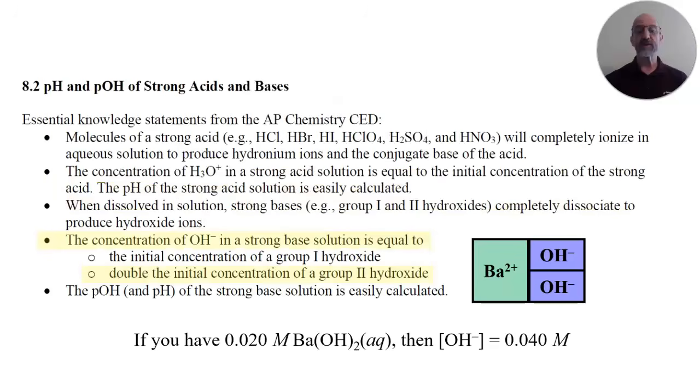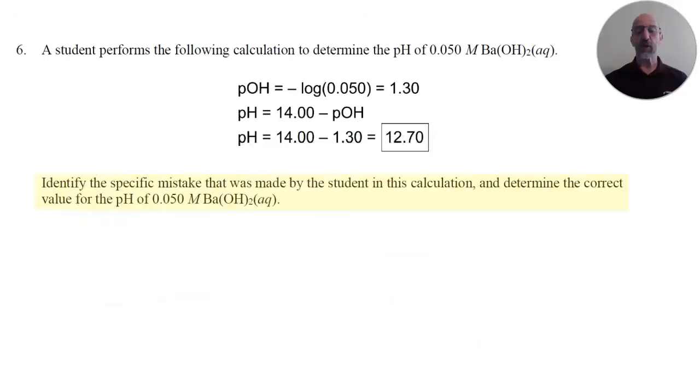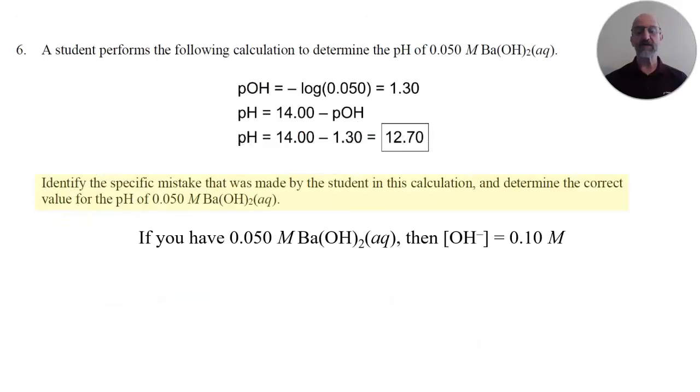So with a group 2 hydroxide, the concentration of the hydroxide in that solution is twice as much as the concentration of that group 2 hydroxide. So we have 0.050 molar barium hydroxide, but if we multiply by 2, then the concentration of the hydroxide ion is actually 0.10 molar.